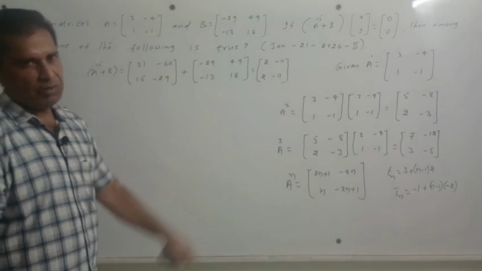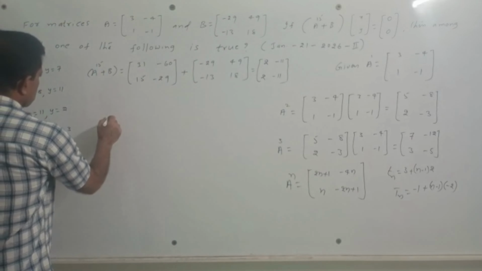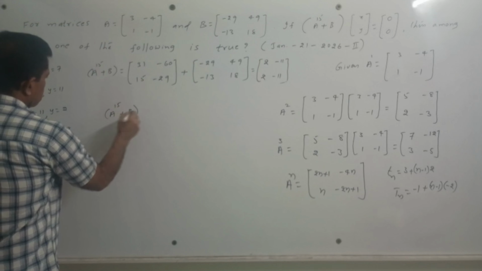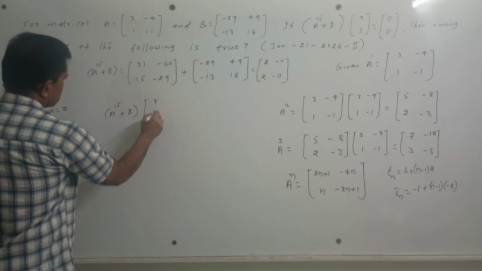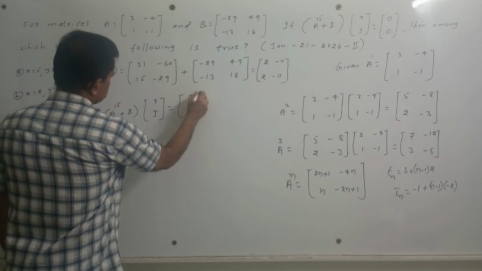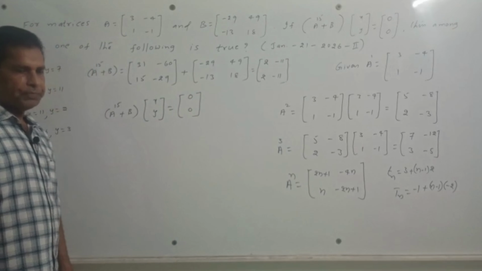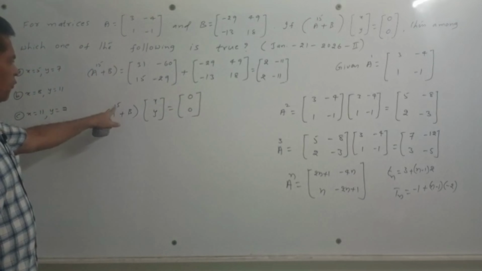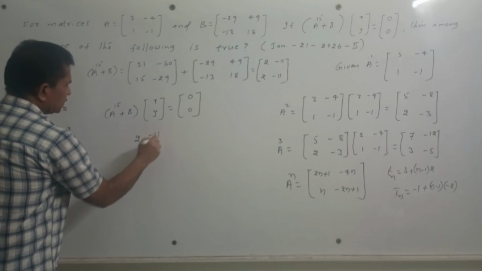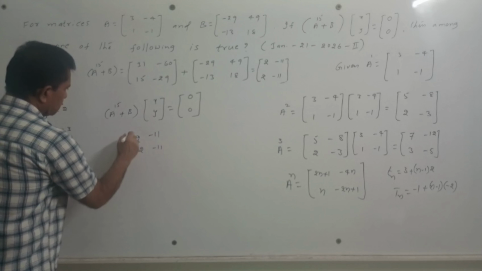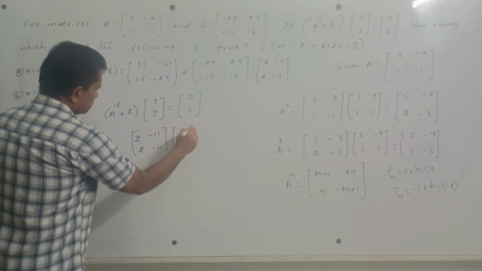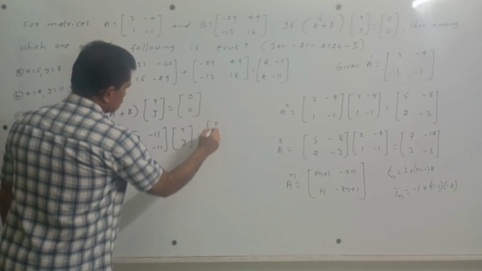Let us take the given matrix equation. The given matrix equation is a to the power of 15 plus b multiplied with the column matrix xy, equal to column matrix 0, 0. That is the matrix equation. For a to the power of 15 plus b, I calculated 2, minus 11, 2, minus 11. This matrix is multiplied with xy, equal to 0, 0.